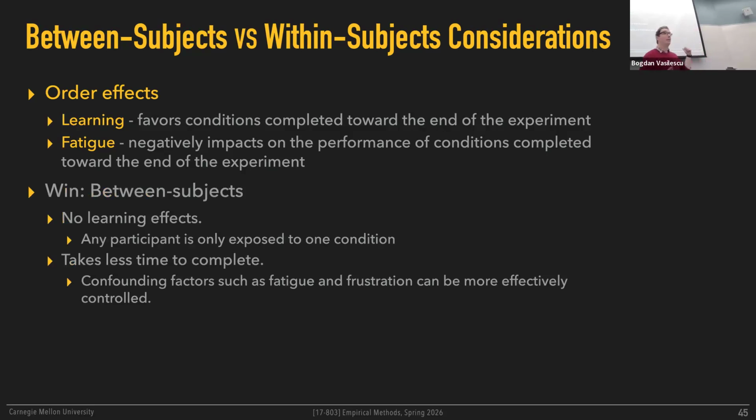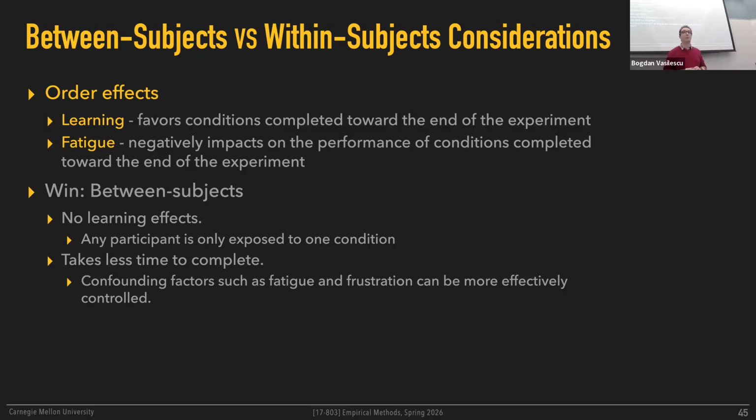So the clear winner is the between groups or between subjects design, because everybody does just one thing. So there, by construction, by definition, there's no opportunity to learn from one condition to the next. There's only one condition. Okay? It also takes less time to complete, right? So it's just shorter. So also good.